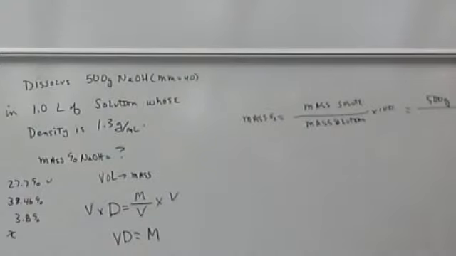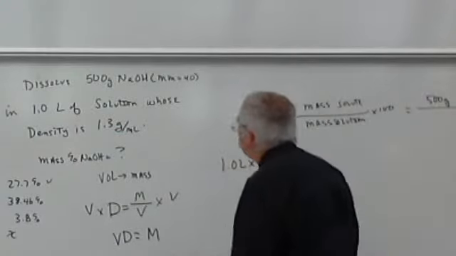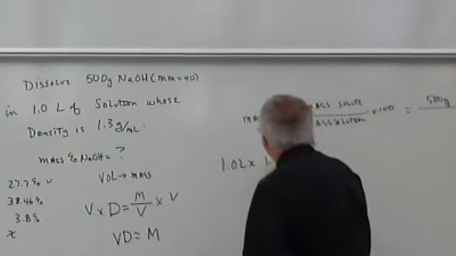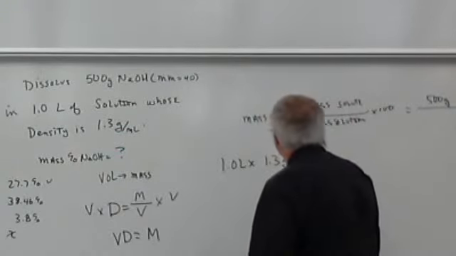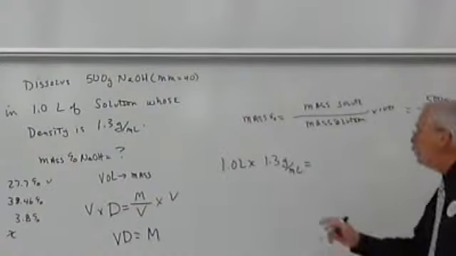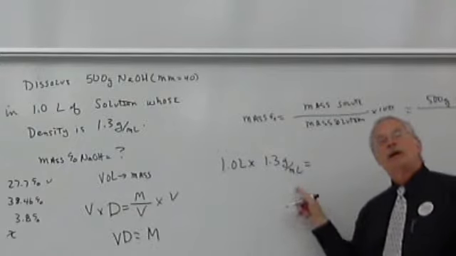So what is my volume? 1 liter. What is my density? Is that given in the problem? It's 1.3 grams per milliliter. Okay, can I multiply those two and get the mass? No. There's a problem here, right? I've caught that problem because I was diligent enough to use all of my units. When I do that, I say, hey, wait a minute, these are not going to cancel.